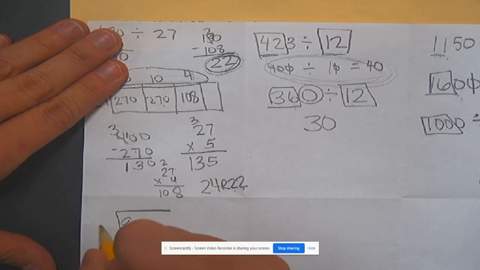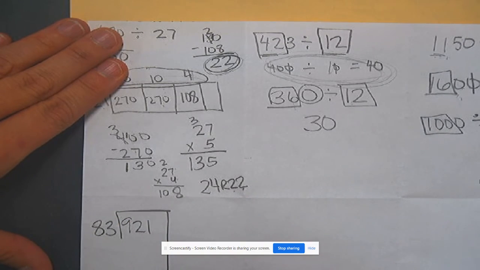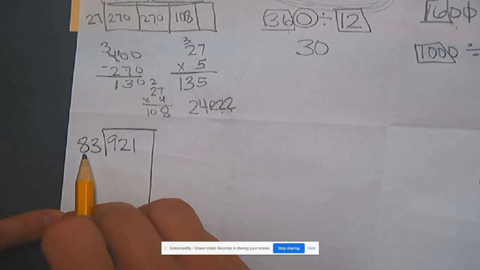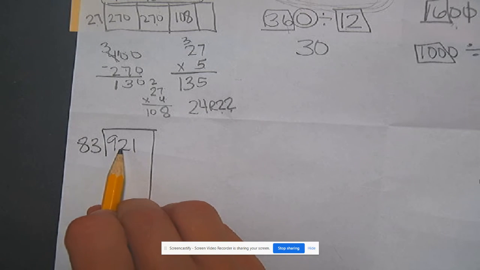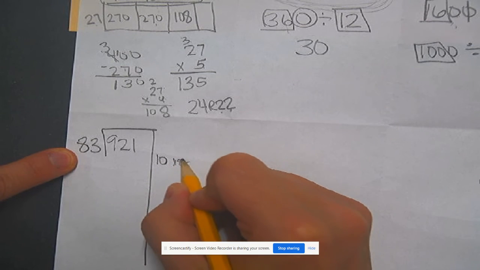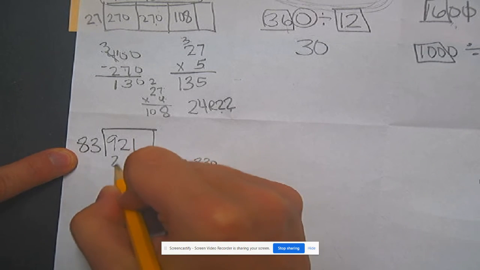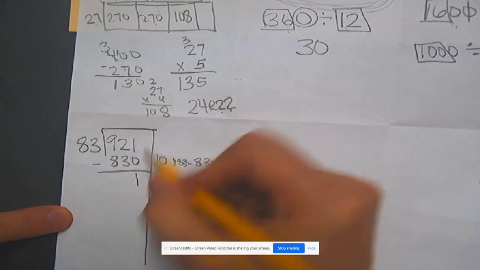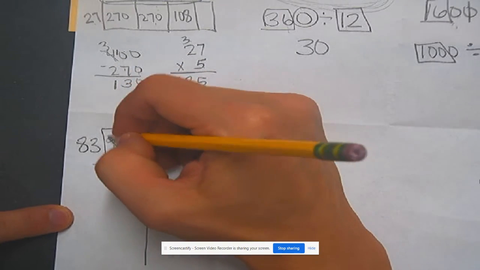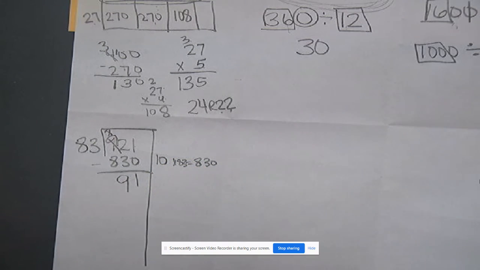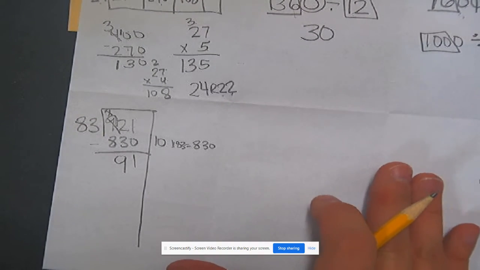921 divided by 83. Draw my long line down. Okay, how many groups of 83 can I take out of 921? 10, because 10 times 83 equals 830. So I subtract that. 1 minus 0 is 1. Can I take 3 from 2? Nope, so I need to regroup. 12 minus 3 is 9. How many groups of 83 can I take out of 91?